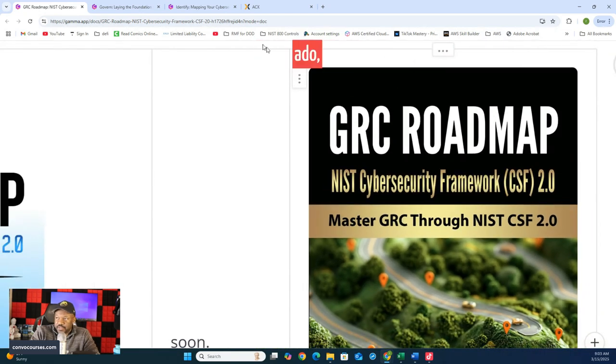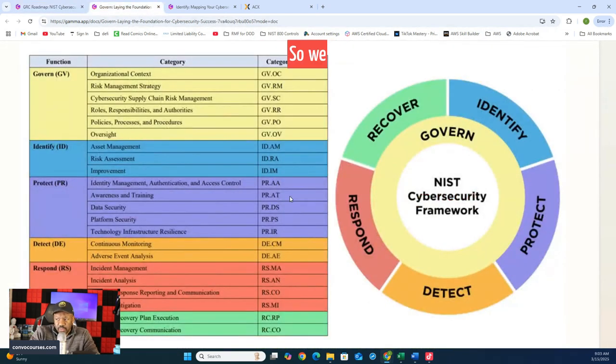Let's, without further ado, just get into this. So we covered this in the last week. We covered the govern function. We kind of went over a broad base of what it actually is doing. So now what we've been doing is going function by function, day after day, week after week. So let's get into the identify function.